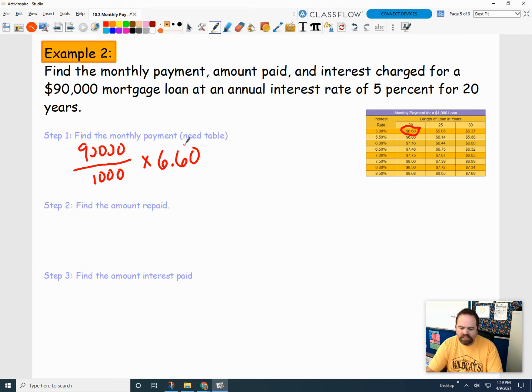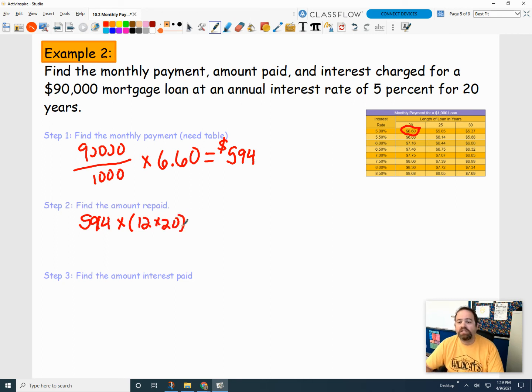90 times 660. Their monthly payment is an even $594. Okay? Honestly, that's not that bad. You'd probably be hard-pressed to find a nice place to rent for much less than that. That's the advantage to owning a home. You're putting money into something that you own and you can resell at a later point. So the amount that they repay, so $594, and they're going to do that every month for 20 years.